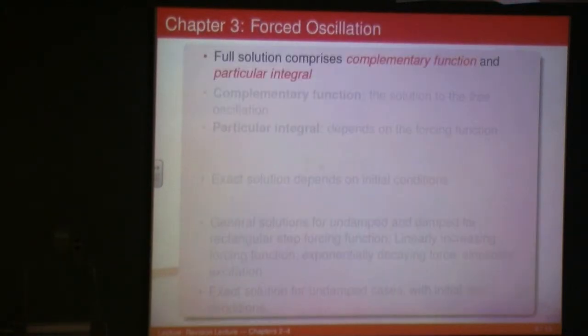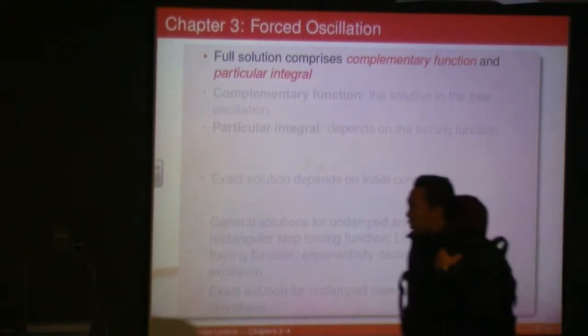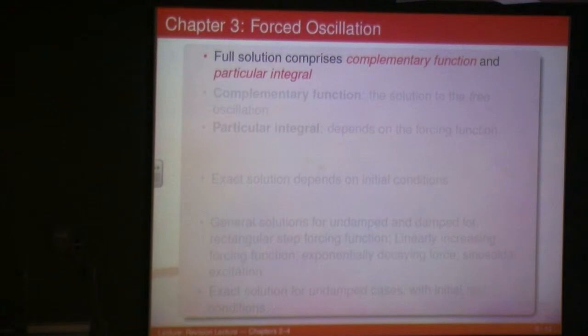So chapter 3 was about forced oscillation and looking at the complete solution. Not just what happens as time goes to infinity, the steady state solution. We're looking at the complete solution, including the transient, and that was made up of what's known as the complementary function and the particular integral. The complementary function was simply the solution for the free oscillation.